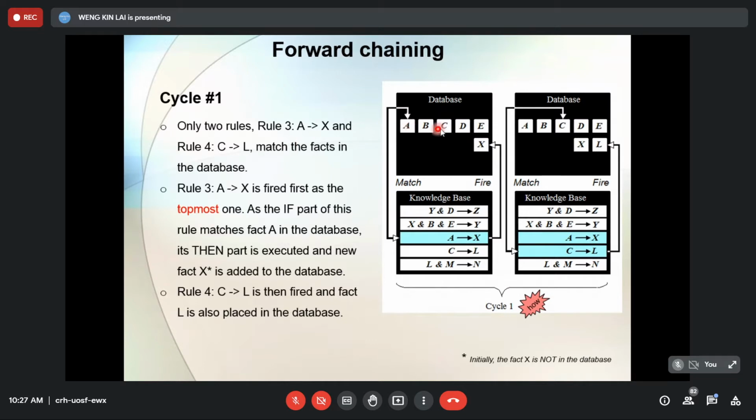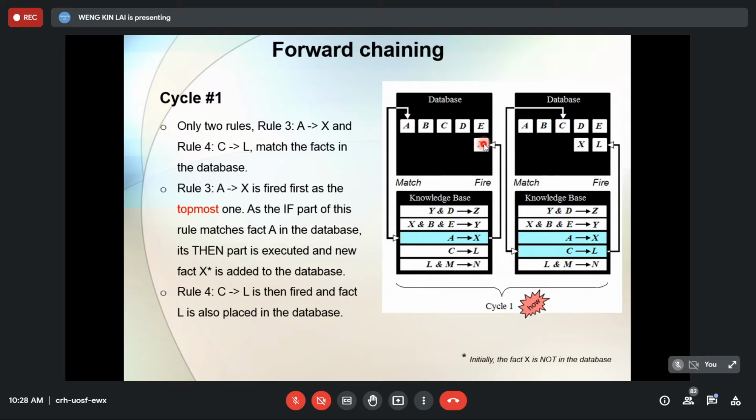So you have A, B, C, D, E. For the first rule, I need Y and I need D to be true. I can see D, I don't see Y. So the first rule is not fired, not matched, will not be executed. Then what do you do? You skip that and go to the next one. The next rule will be: if X is true and B is true and E is true, then Y is true.